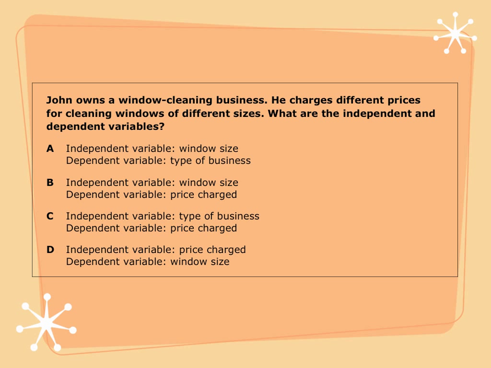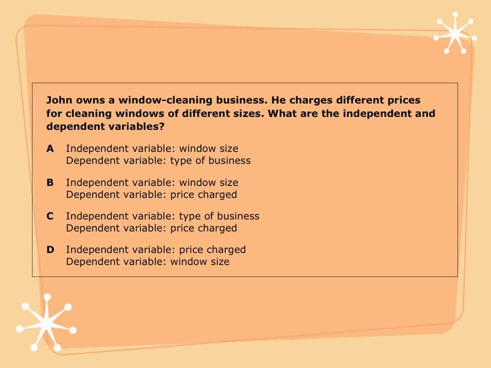This example says, John owns a window cleaning business. He charges different prices for cleaning windows of different sizes. What are the independent and dependent variables? Really quickly, if you just read the choices, A says independent variable window size, dependent variable type of business. The fact that John owns a window cleaning business is not actually part of this relation that we're talking about. We're talking about different prices for cleaning different sized windows. So anything that says type of business that he owns is going to be out. So A and C would be out.